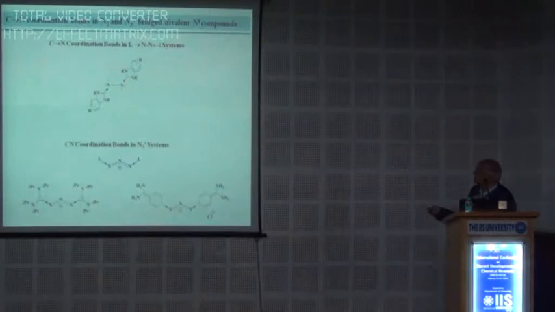Then we went ahead and synthesized and designed this compound, wanted to show whether there is coordination chemistry here, and we proved that it is not possible there in the neutral state. And then we looked at these compounds with triazines. They are indeed having carbon-nitrogen coordination bond. So we are continuing work in this direction.